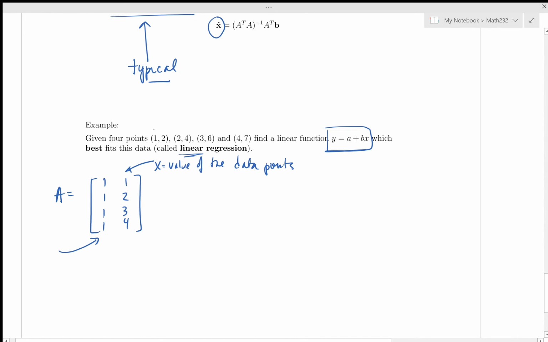Okay, that is these guys here: 1, 2, 3, and 4. And then we're multiplying by some vector. I'm going to call it x here, but we know in this case we're looking for this. What's happening right here is this ends up being called x1 and x2. x1 is going to be a and x2 is going to be b. So we're multiplying by a vector x, x1 and x2.